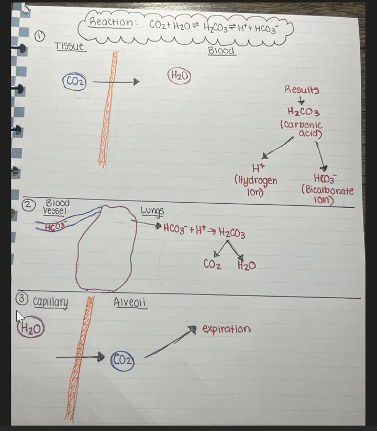The water will stay in that blood capillary in the lung, but the carbon dioxide travels across this respiratory membrane, shown by this orange line right here, from the capillary into the alveoli, where it is expelled from the lungs via expiration. And then, as I stated earlier, that water will stay in the plasma.